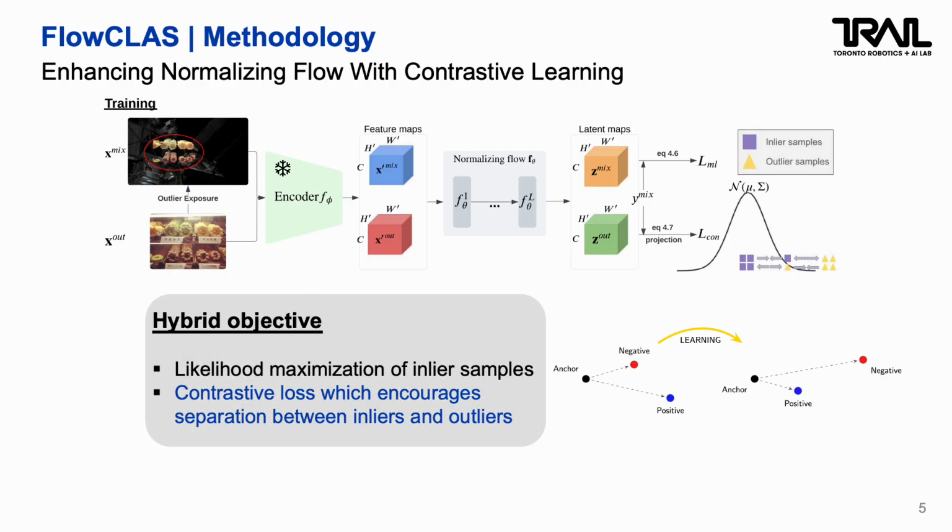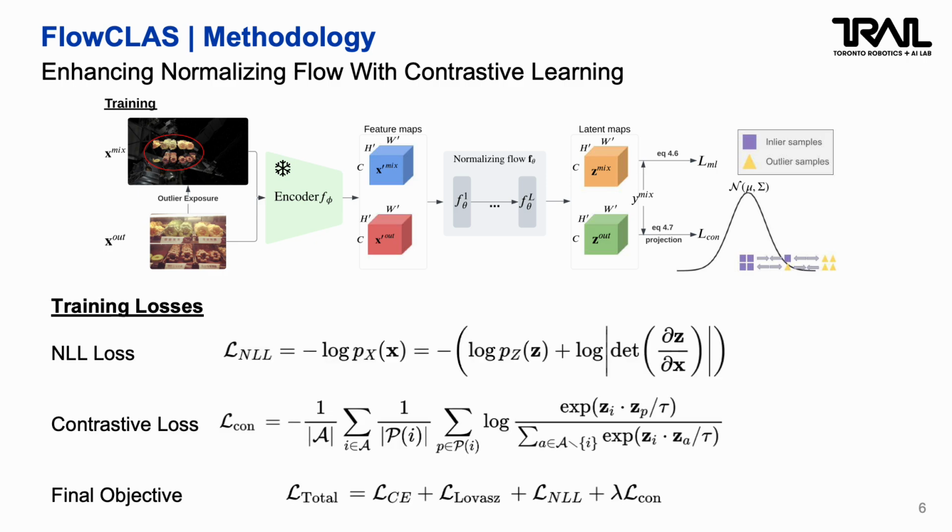In addition to the conventional likelihood maximization of inlier samples, we also add a contrastive loss, which encourages separation between inliers and outliers in this latent space for better anomaly discrimination. Specifically, our final objective is a weighted sum of 4 losses: cross-entropy and lovasz softmax to train for segmentation using the latent features, the negative log likelihood loss for likelihood maximization, and the contrastive loss for explicit pushing and pulling of these latent features.